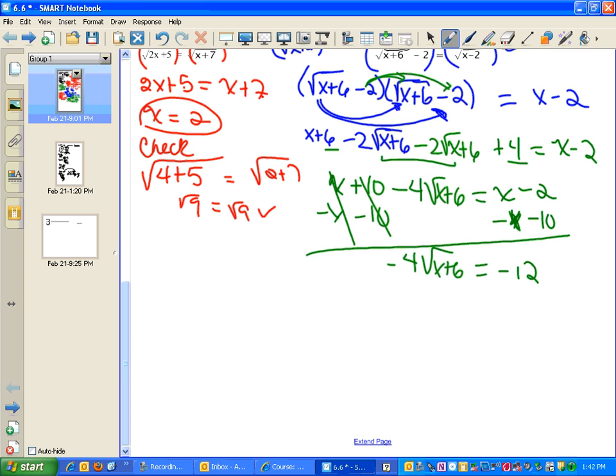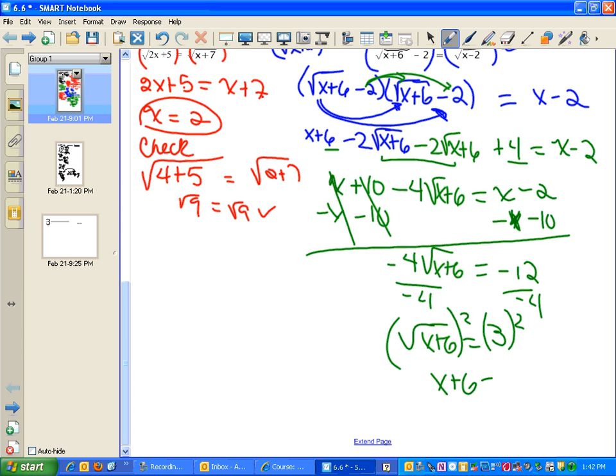Divide by negative 4. Because this comes out evenly on the right, I'm going to do it. But if it didn't, I would have left that negative 4 there on the left side. Okay? So now I get root x plus 6 is equal to what? And I still need to solve for x. What do I do? Square both sides. And so x plus 6 is equal to, which means x is.